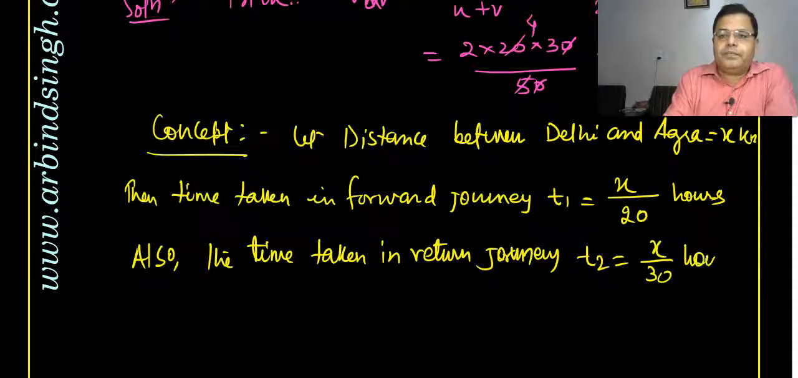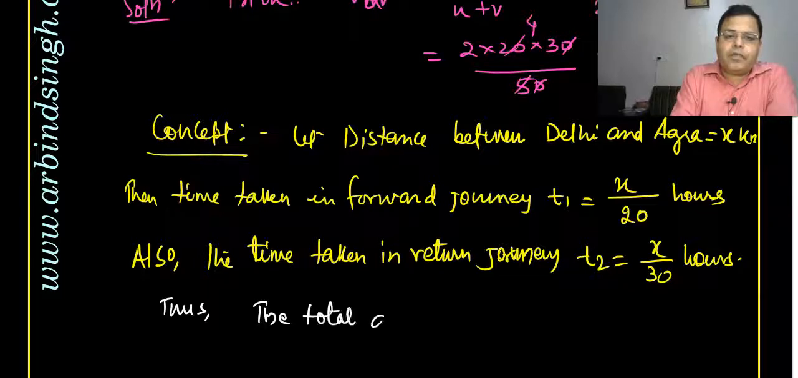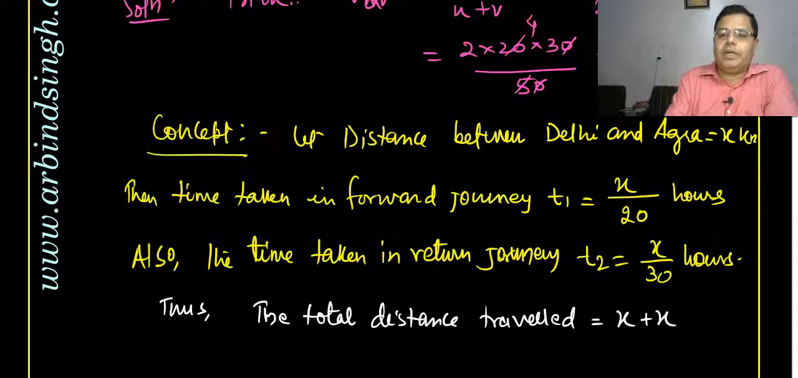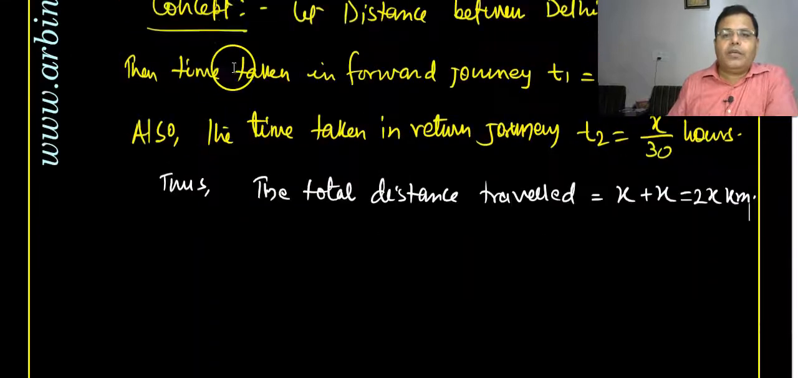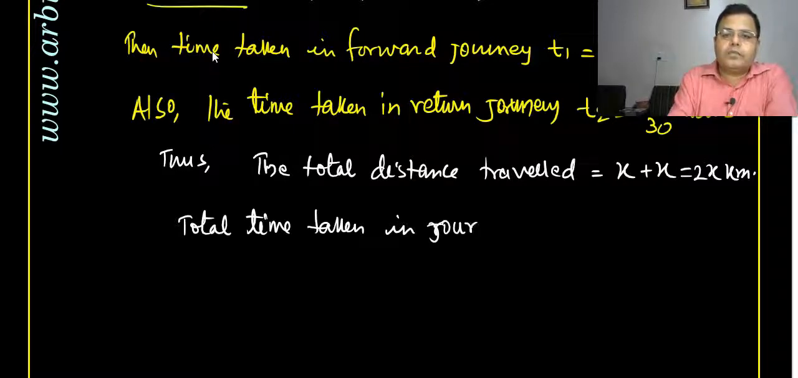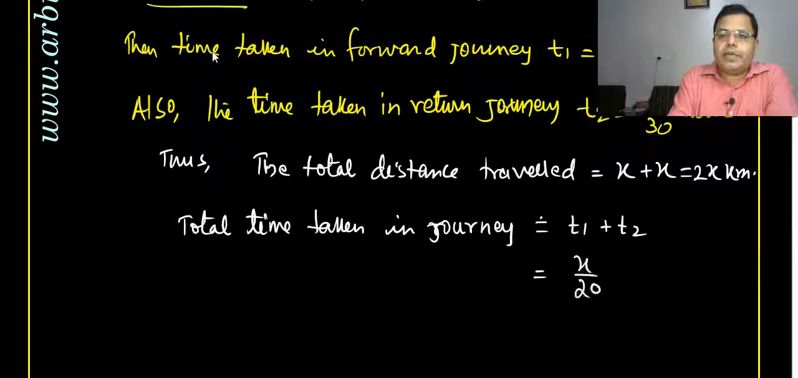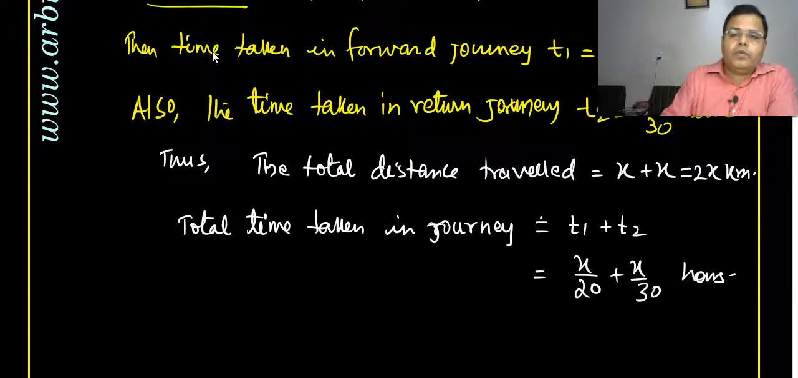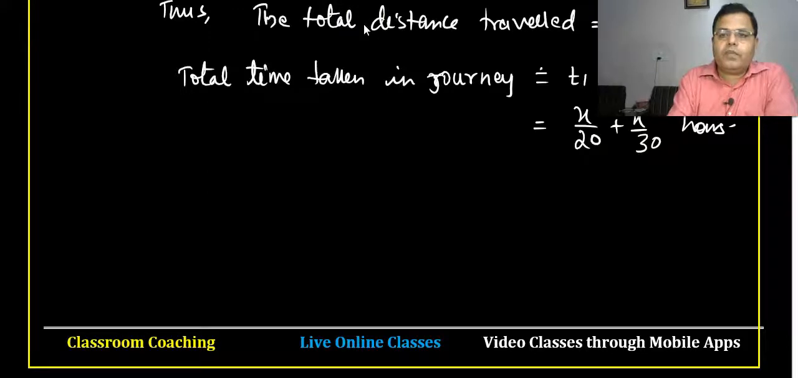So total time taken, thus the total distance traveled, each x kilometer in forward journey and x kilometer in return journey, that is 2x kilometer. And total time taken in the journey is T1 plus T2, that is x by 20 plus x by 30 hours, which is equal to, LCM is 60, and 3 plus 2, 5x by 60, that is x by 12 hour, right?